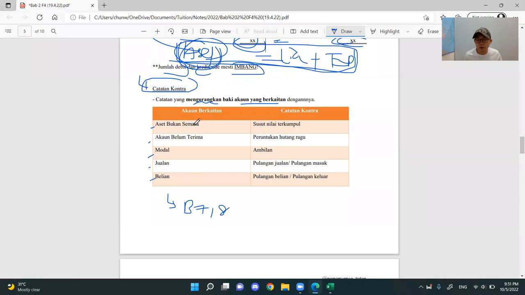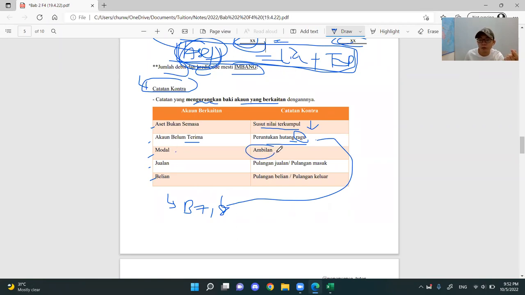So here are the 5 account berkaitan. You got asset bukan semasa, like kenderaan, perabot. They have something which is called susut nilai terkumpul. This susut nilai terkumpul akan mengurangkan nilai asset bukan semasa tu. Then for your ABT, your account belum terima, ada something called peruntukan hutang ragu. When you first see it, you'll be like, hey, what are these stuff? You don't even know what it means, like hutang ragu. But no worries. I won't go deep into it today. This will be for your chapters 7 and 8. I'll be explaining it there.